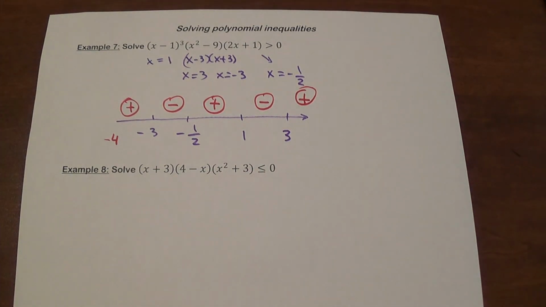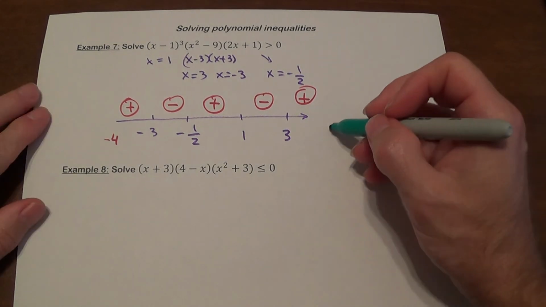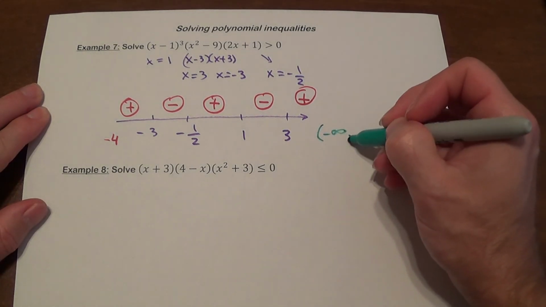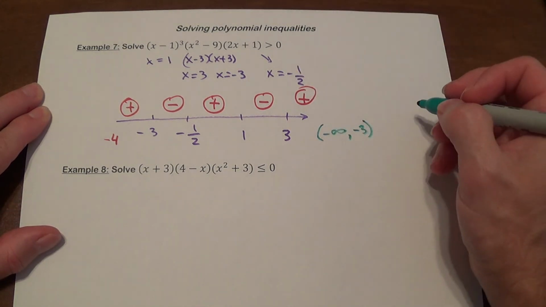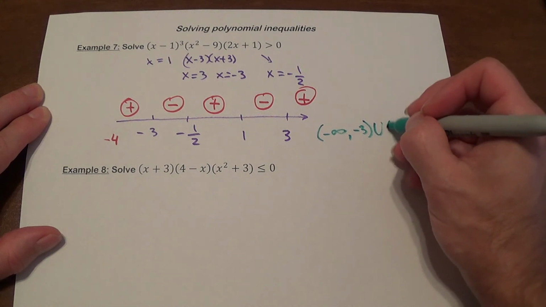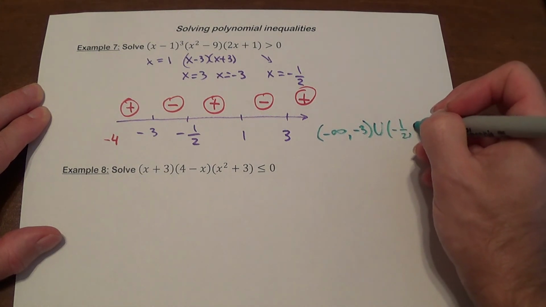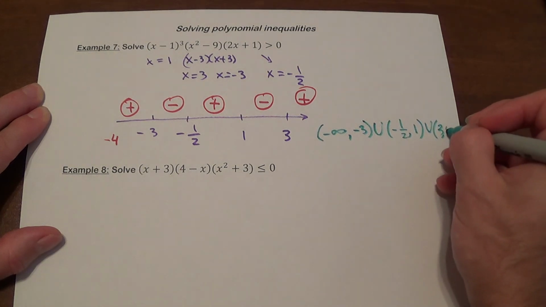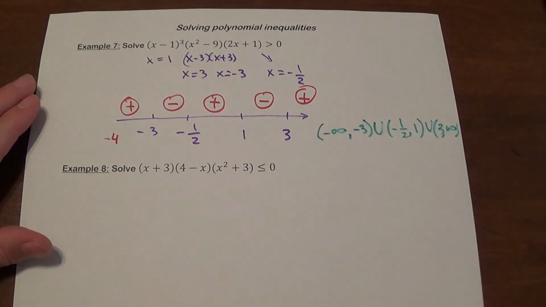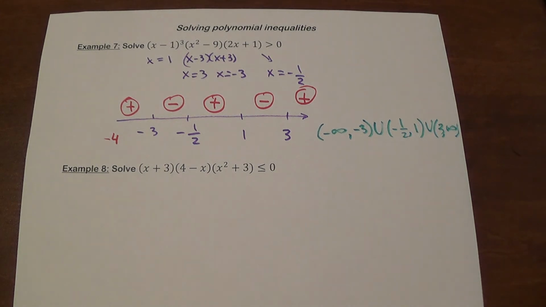We want it to be greater than 0. So that is going to happen where? That is going to happen on negative infinity to negative 3. No equality, so open, along with negative 1 half to 1, along with 3 to infinity. Okay. And we got one last example.